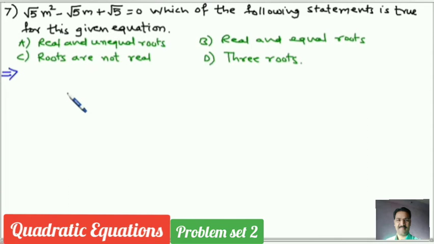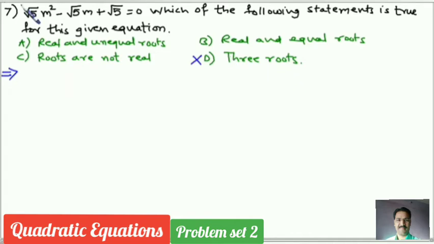See, friends, in the seventh sum, root 5 m square minus root 5 m plus root 5 is equal to 0. Which of the following statements is true? All these statements depend upon what? About roots. Roots of a quadratic equation, we already know, may be real and equal, real and unequal, or not real. But these 3 roots are never possible. That means the fourth one is not there, as every quadratic equation has a maximum of 2 roots, not 3.